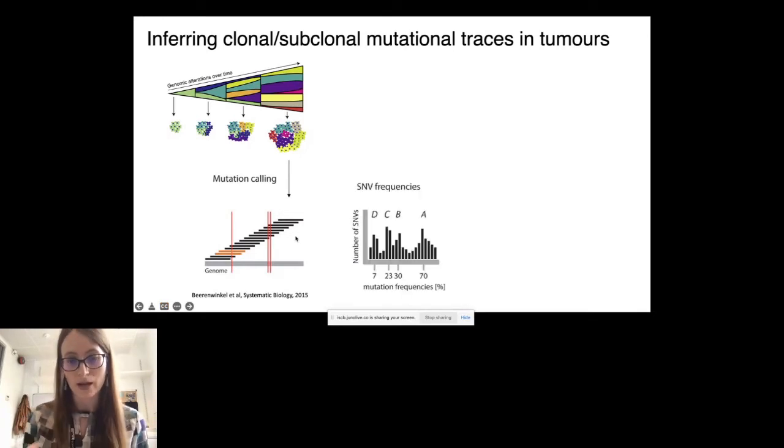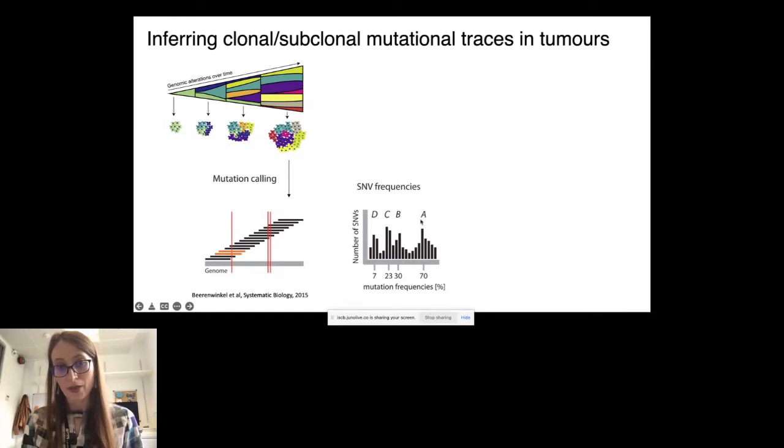So if we actually plot the distribution of these mutations across the genomes and their frequencies, we start to see a picture like this, where you see multiple peaks in this histogram. And the peak that is closest to 100%, the A peak here, usually suggests that these mutations are found in most of the cells within that tumor.